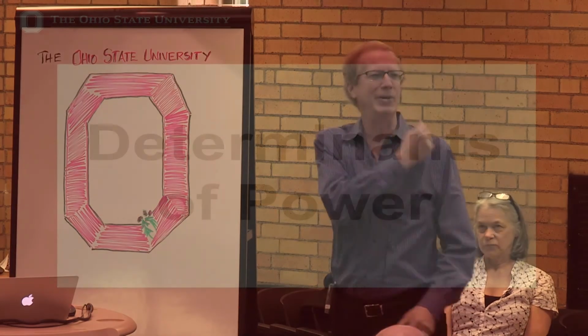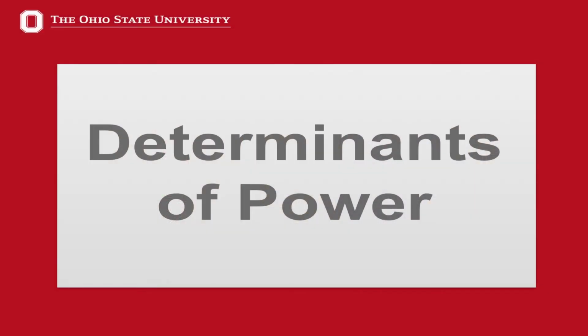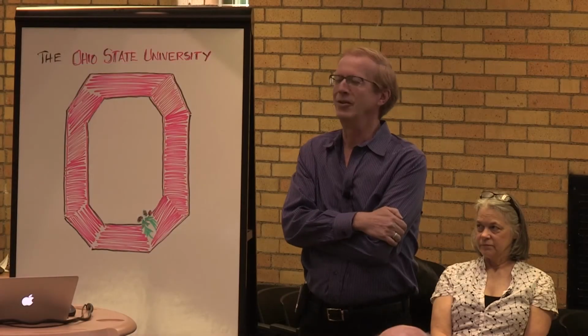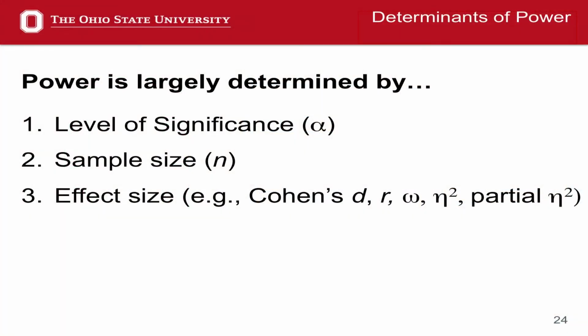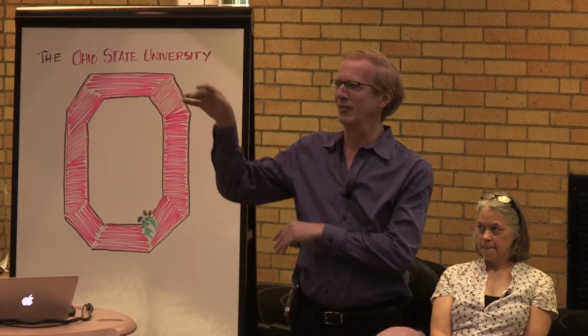So this section's on determinants of power, and so these are sort of the major things that influence power. Number one is your level of significance, whether it's 0.05 or 0.01 or 0.10 or what have you. As we'll see, sample size is the one that's most under the researcher's control, and so that's probably the most important. And then the effect size, there are lots of effect size measures out there, depending on what hypotheses you're testing and what statistics you're using. And so that's just sort of a short list of some of them.